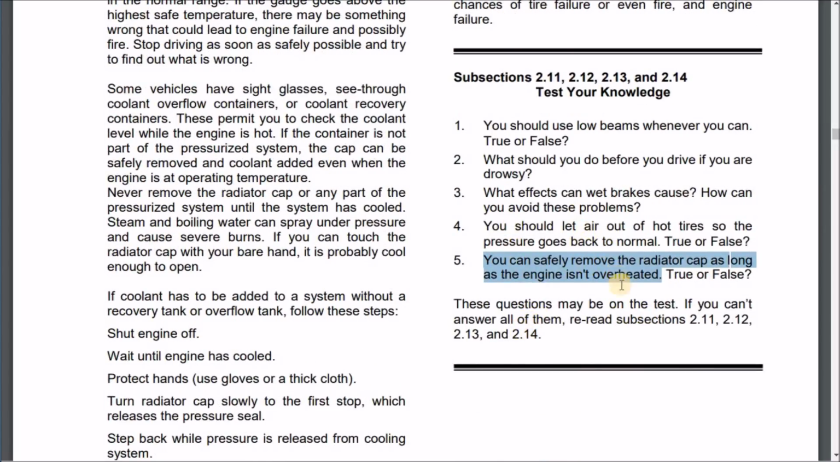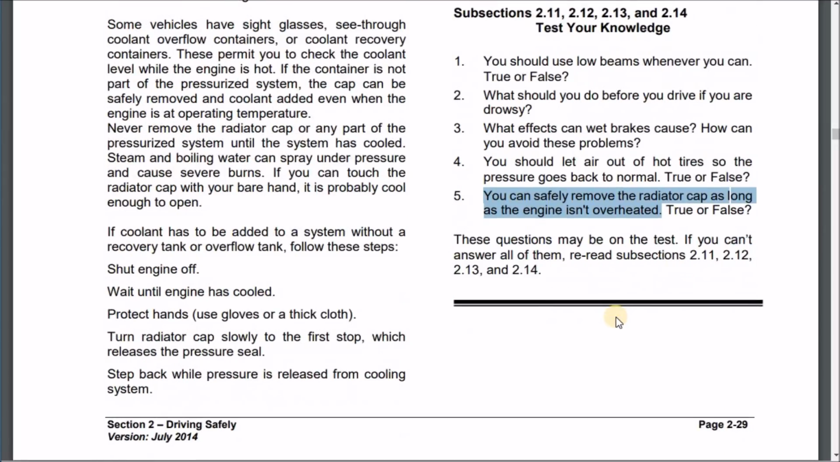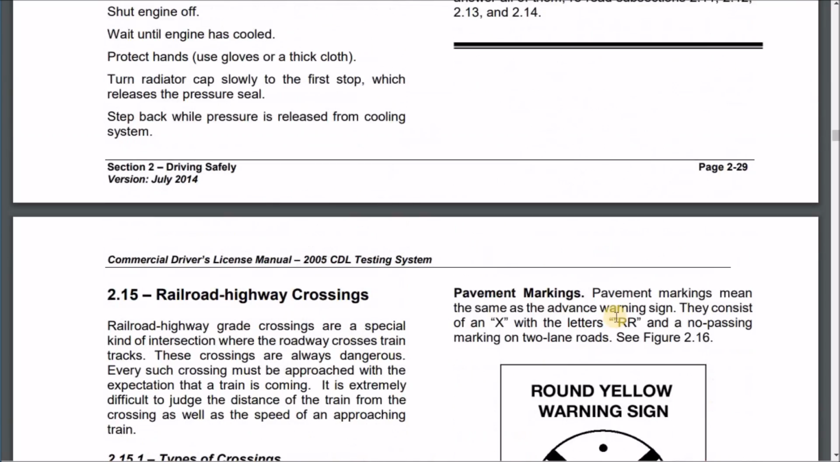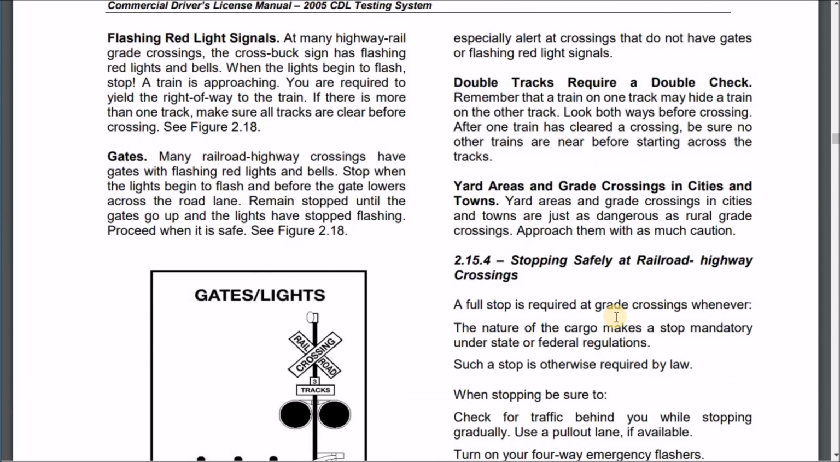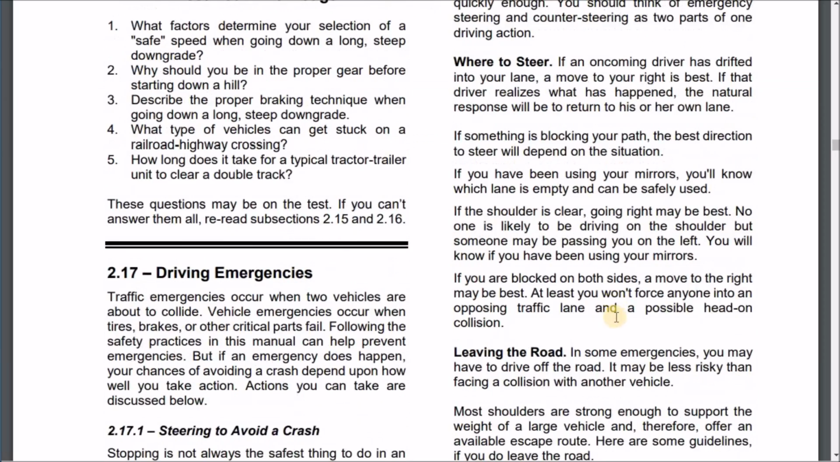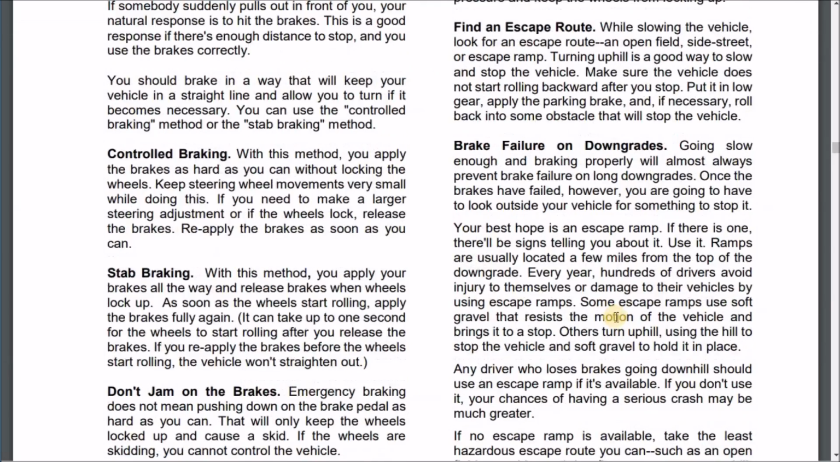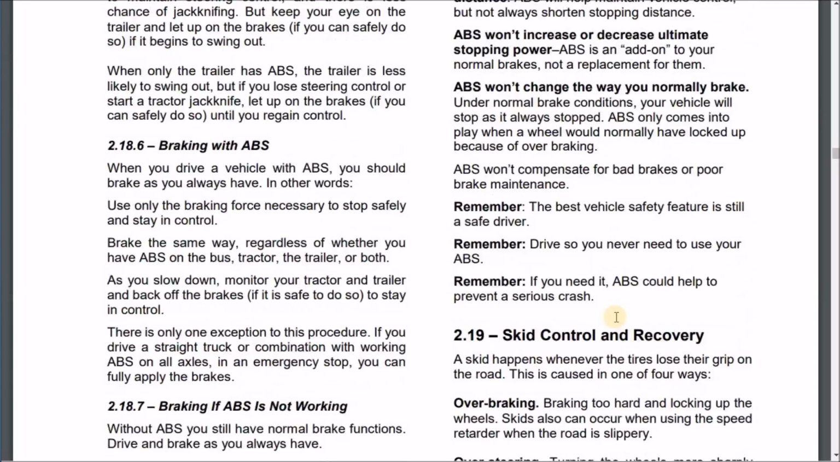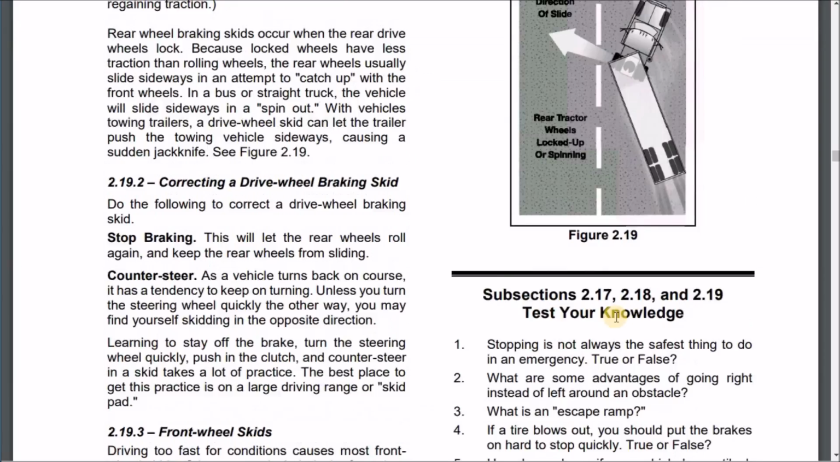So these are some questions. You should know the answers to these before taking your exam. Let's go on now. Which one are we on? We're still on section 2. There's a lot of questions. Section 2 is a large section. So get to know these questions. They're right in your manual.